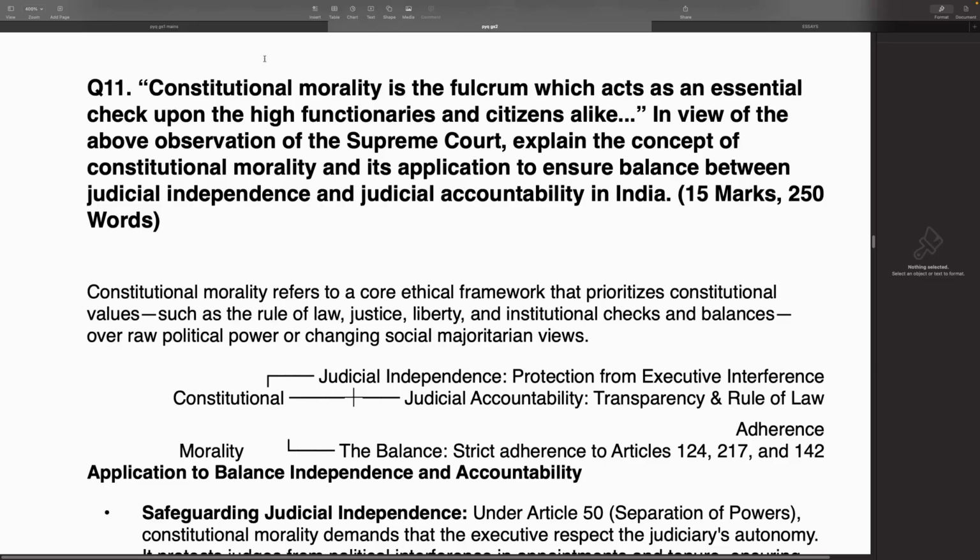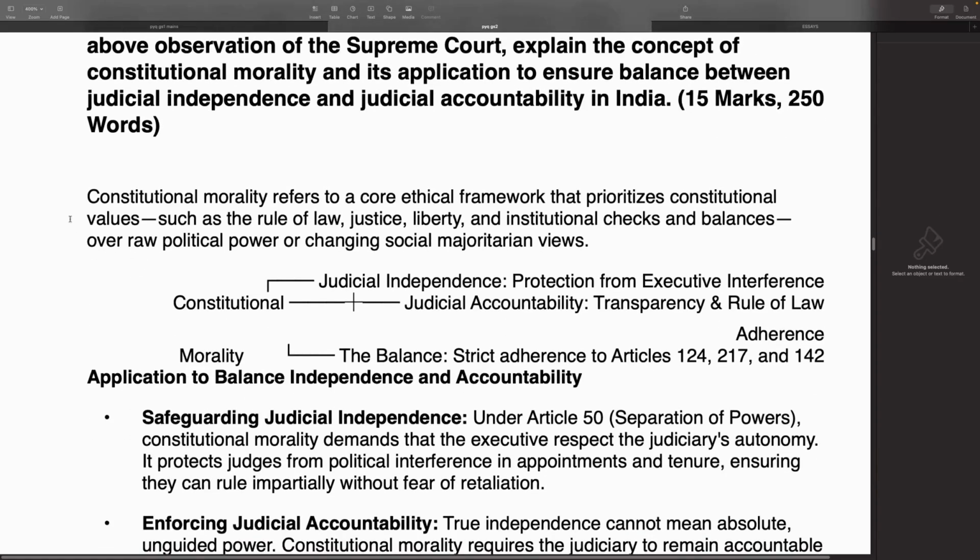First thing first, if you are preparing for this exam, this question on constitutional morality, they asked it multiple times in the previous years, and recently they asked it again in 2025, that is last year. Who knows, they might ask this time as well, or maybe in 27.